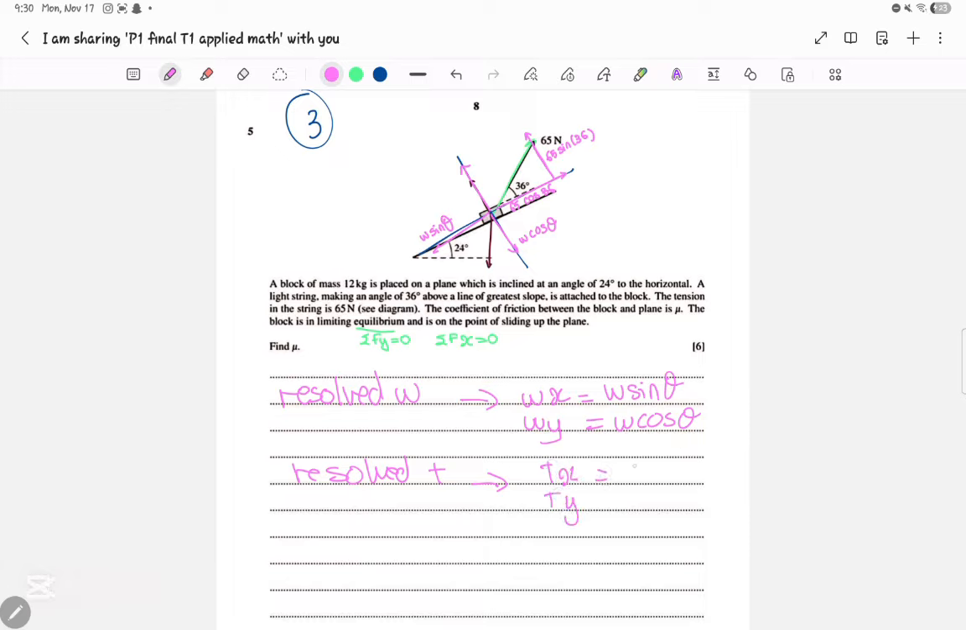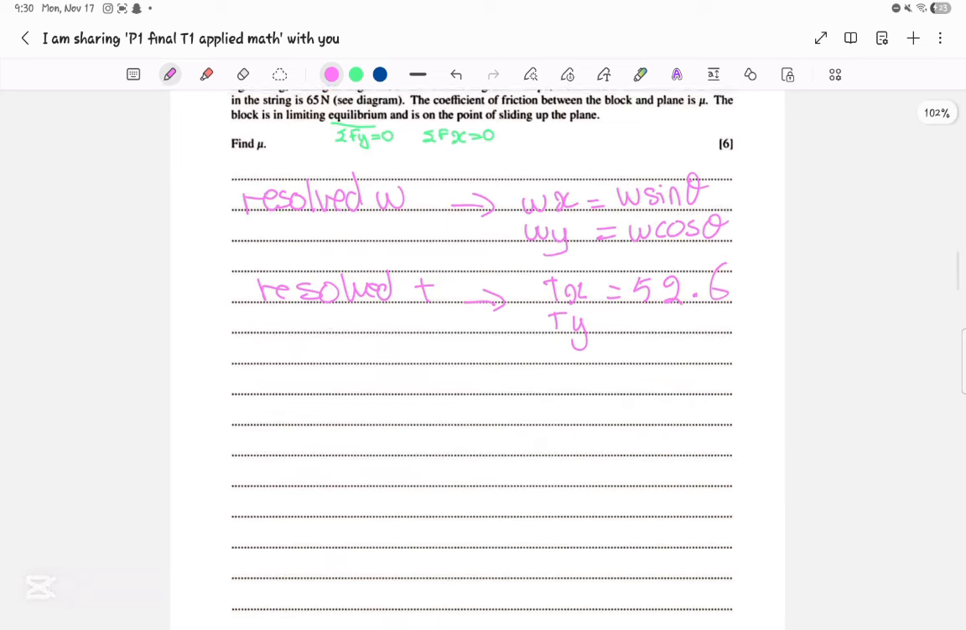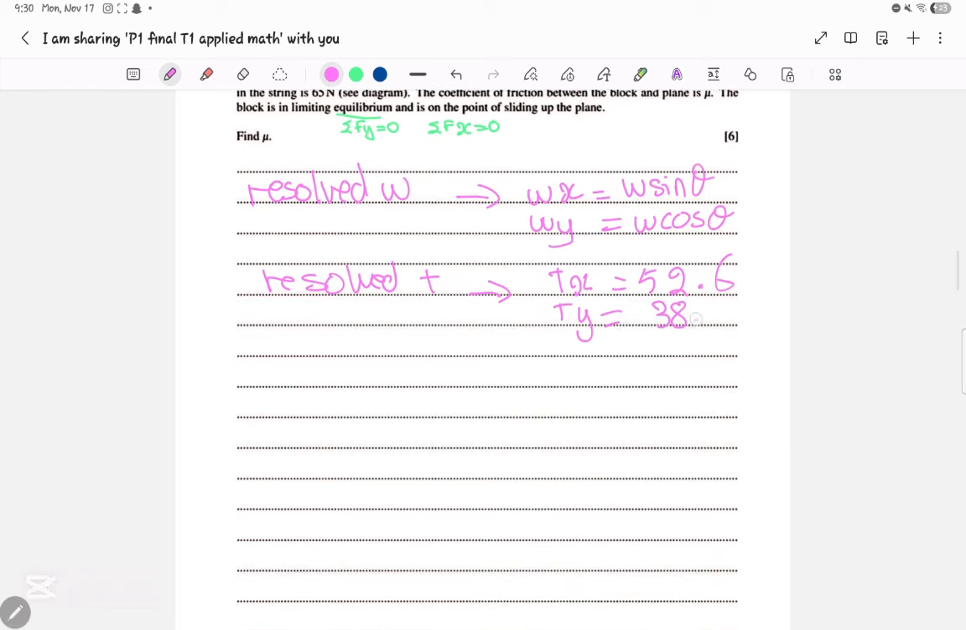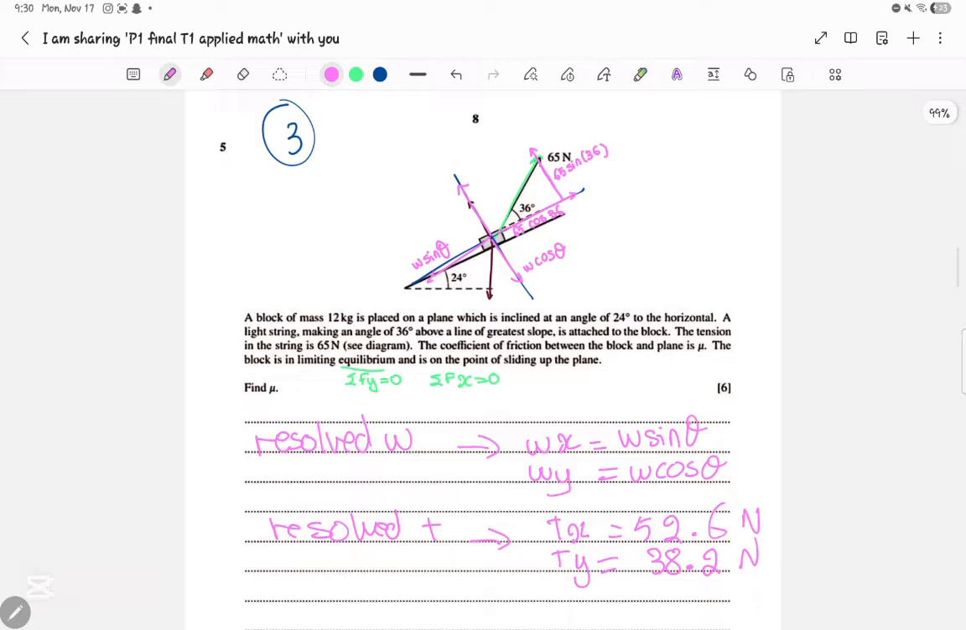My Tx was 65 cosine 36. How much is that? That's gonna be 52.6, let's say. And then my Ty is 65 sine 36. So how much is that? That's gonna be 38.2 newtons.